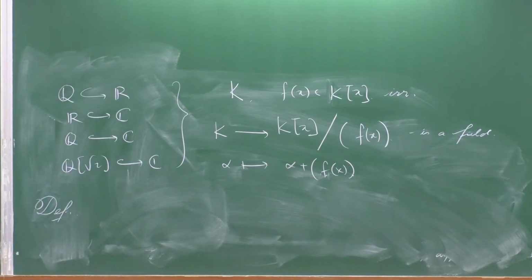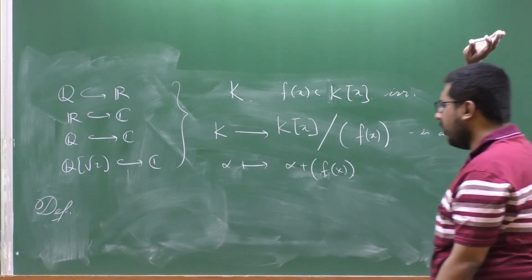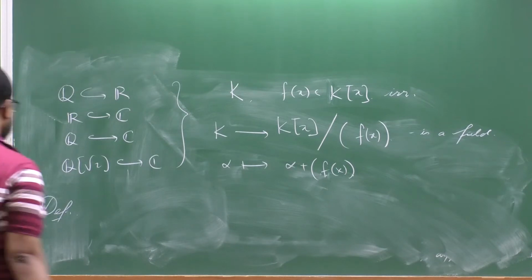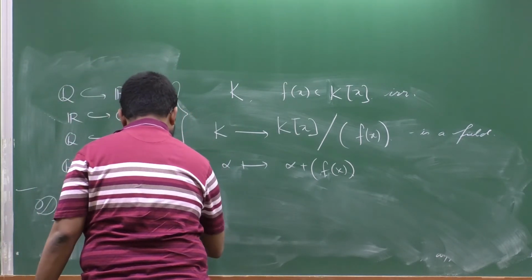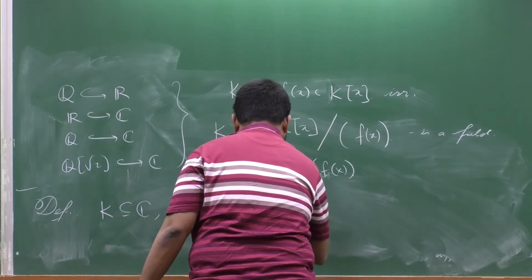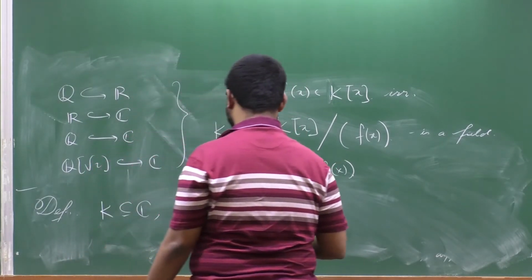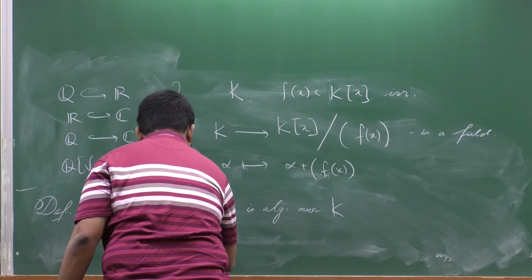So, from this point onwards, for simplicity, all the fields that are going to appear will, unless otherwise stated, be subfields of C. Suppose K is a subfield of C, and a complex number alpha is algebraic over K. Therefore, we have an irreducible polynomial.